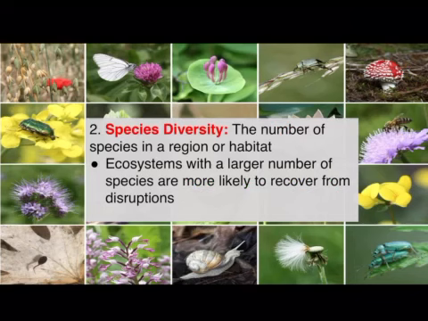All right, our second category of biodiversity is species diversity. So we're zooming out a little bit, and we're looking at the number of different species in a region or a habitat. And an ecosystem that has a larger number of species or a greater species diversity is going to be more likely to recover from disruptions or environmental stressors.